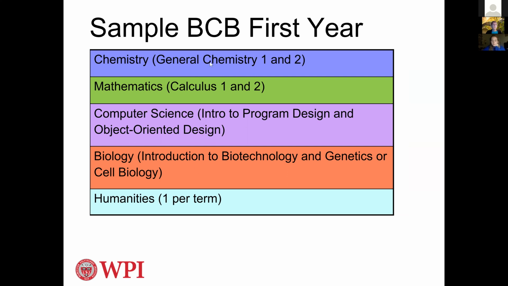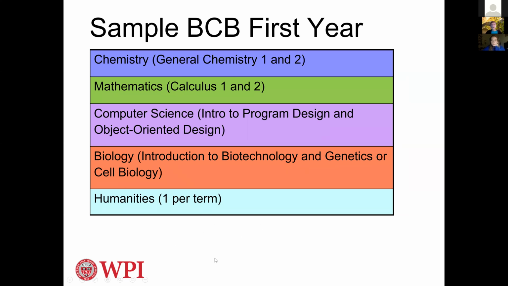So this is just a sample BCB first year schedule for somebody that has no advanced placement. So you'd take a couple chemistry courses, couple math, couple computer science, couple bio. And typically we like our students to get started with their humanities requirement their first year as well.